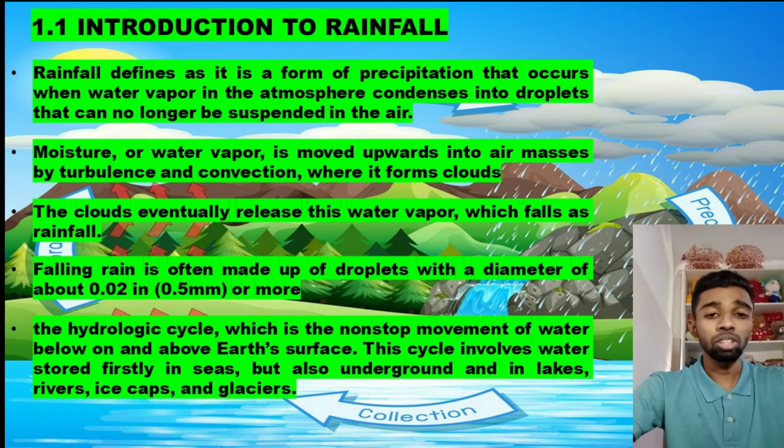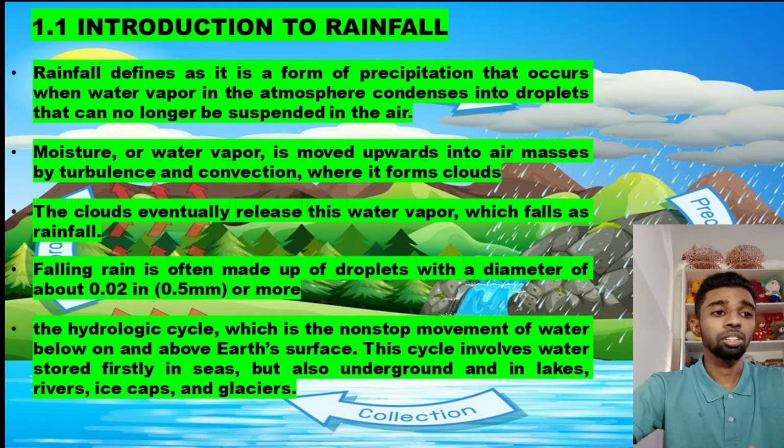Number two, how the clouds are formed. Moisture or water vapor is moved upward in the air mass by turbulence and converted into cloud. The cloud eventually releases the water vapor, which falls as rainfall.